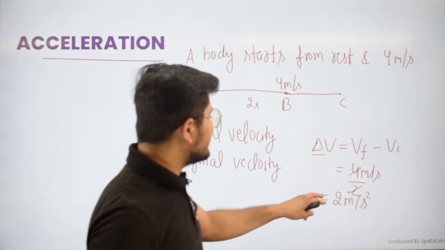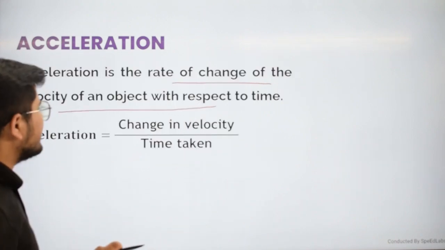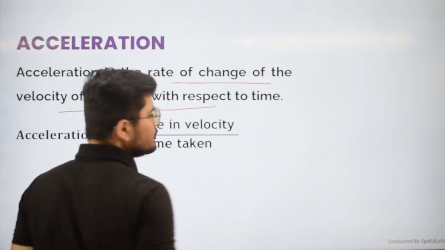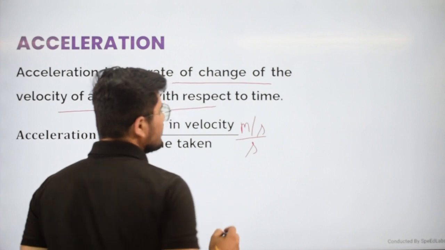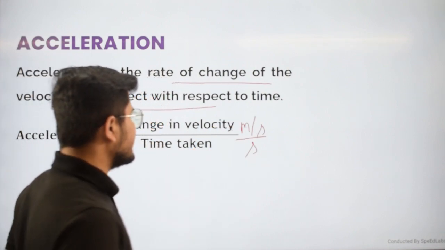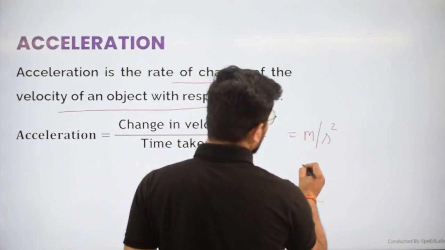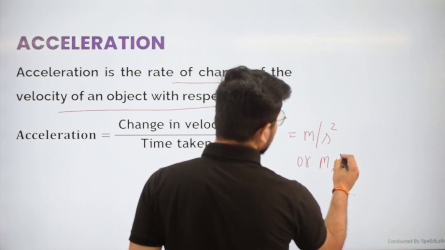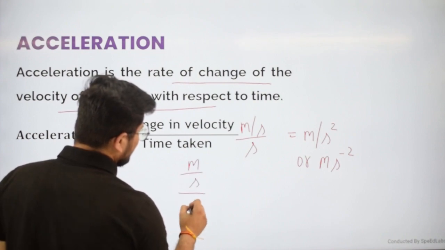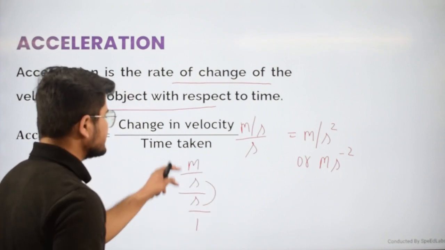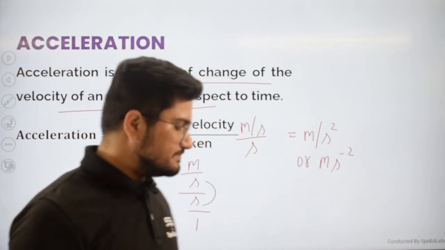Now have a look here. 4 meter per second, and the time is in seconds. First of all, let's understand the unit. Change in velocity, and you all know the unit of velocity is meter per second. And the time is in seconds. So the unit merges up here, and that is meter per second square. Or we can also write it like this. I hope you know this, the multiplication in mathematics. So yes, meter per second square is the unit of acceleration.